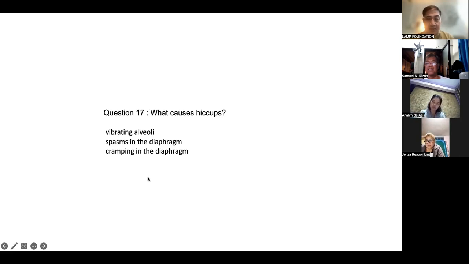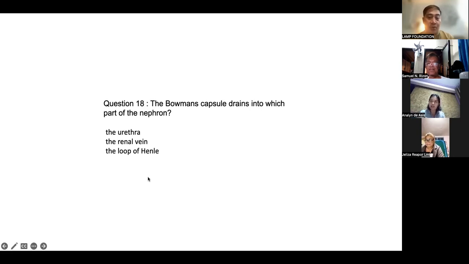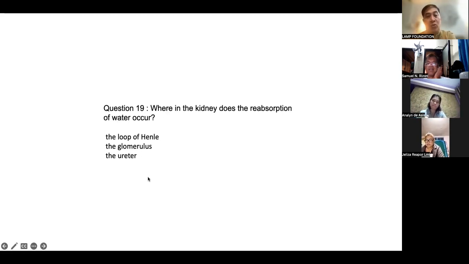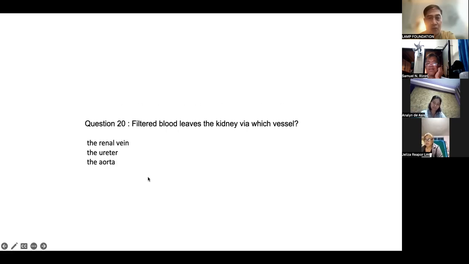What causes hiccups? Spasm in the diaphragm. The Bowman's capsule drains into which part of the nephron? The loop of Henle. Okay. Where in the kidney does the reabsorption of water occur? The loop of Henle. Okay, that is where the reabsorption of water occurs.